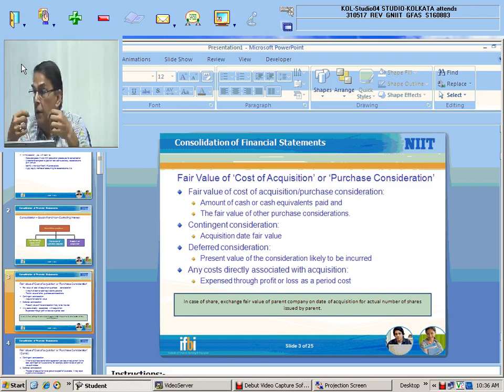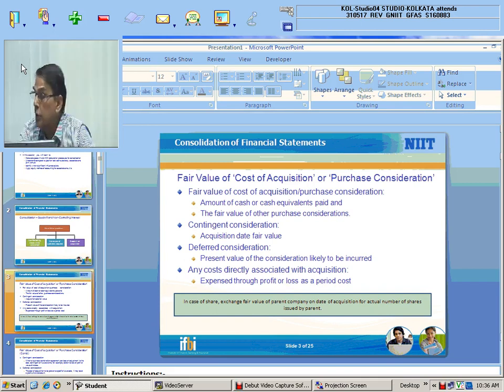When a company A acquires company B, it has to pay a consideration for acquiring a certain percentage of shares of B. Let's say a company has acquired 60% of shares of another company B. Now for acquiring the 60% shares of B, it has to pay a purchase consideration. So purchase consideration is essential for calculating goodwill.